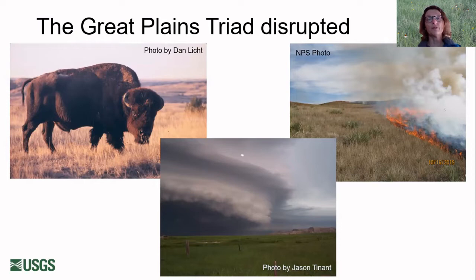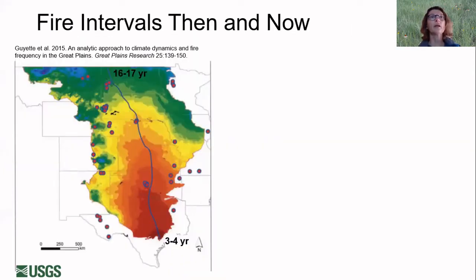All three of these drivers have been drastically altered since European settlement, but today we're focusing on fire, of course, and that has been greatly reduced or even eliminated due to landscape fragmentation and active fire suppression. And more specifically, the pyrochemistry calculations of Richard Guyette and his colleagues, which he calibrated with fire-scarred trees where you can find them in this largely treeless landscape, suggest that the potential fire return intervals were on the order of 3 to 4 years in the southern part of the region and 16 to 17 years in the northern part. But that was, of course, before we squashed fires and fragmented the grasslands.